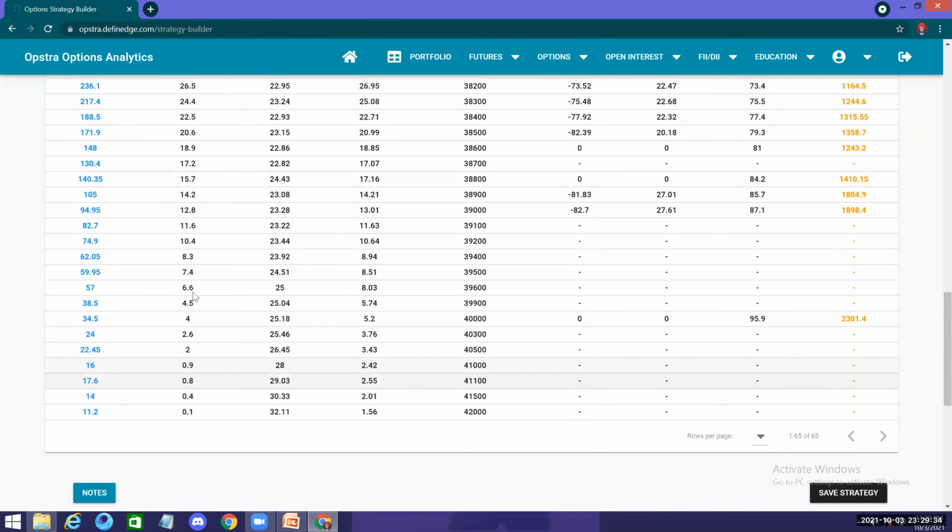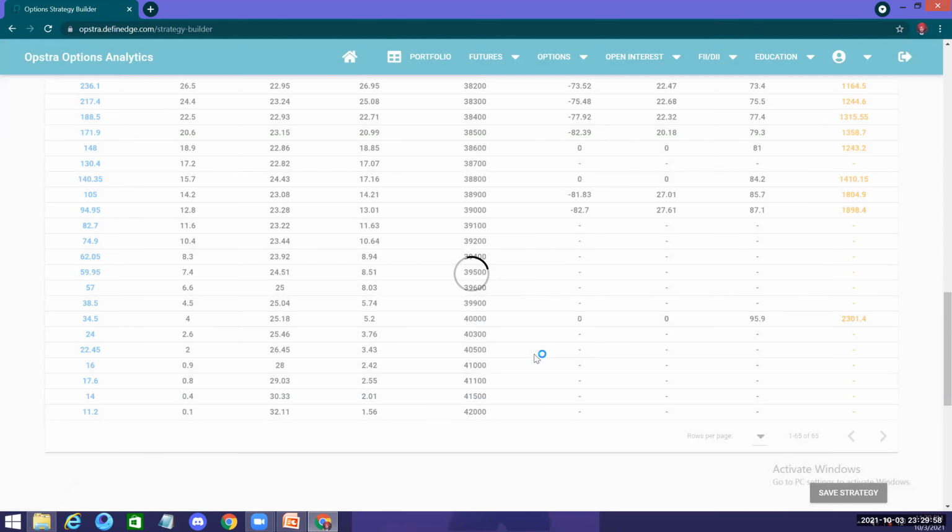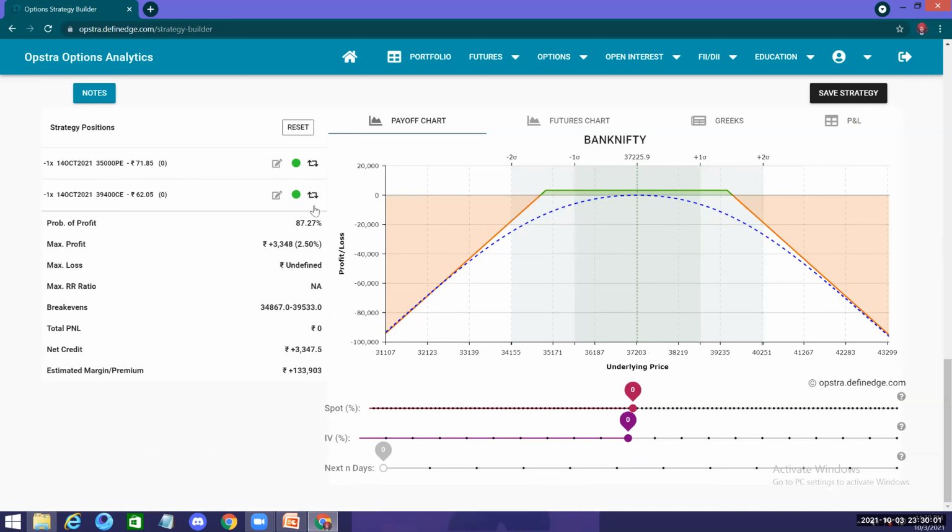Now coming to the call side. 39,400 is available at 62 rupees. Since we have sold around 70 rupees, we like to keep it as close as possible. We like to balance it or hedge it with that position. So if I sell this, just see my position: 35,000 PE is sold, 39,400 CE is sold. This is approximately 2,100 points on the upper side and 2,300 points on the lower side.